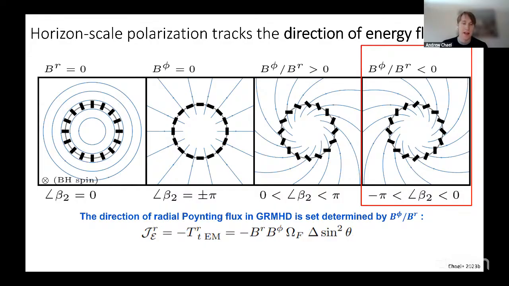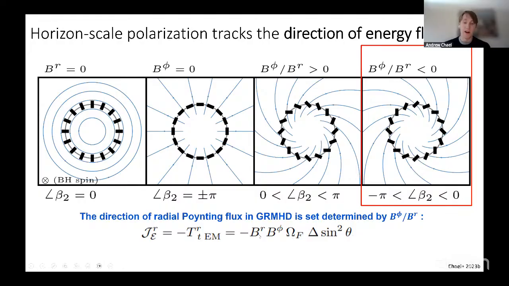And sort of the key insight that we had a few years ago is that this actually is directly probing how energy flows around the black hole, simply because in GRMHD, or in strongly magnetized plasmas, when you write down for an axisymmetric system what the direction of outward energy flux is, whether magnetic energy is flowing in or out, it turns out to be directly related to this product of the radial and phi components of the magnetic field times the angular velocity of the black hole, which we think is positive in this convention.